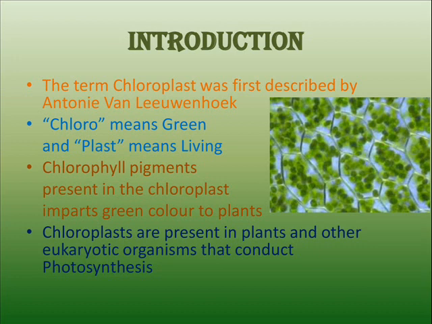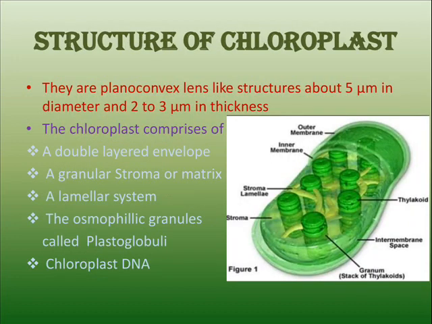These chloroplasts are seen only in plant cells, whereas they are absent in animal cells. And these chloroplasts are present in all the eukaryotic organisms that conduct photosynthesis. This is the structure of chloroplast. Chloroplasts are plano-convex lens-like structures having about 5 micrometer diameter and 2 to 3 micrometer thickness.